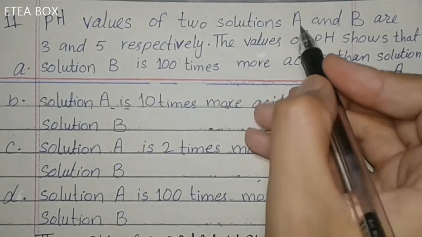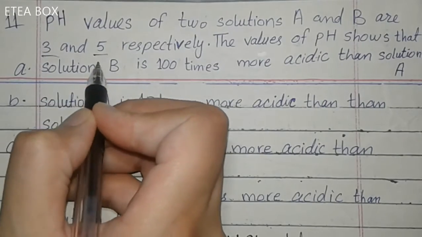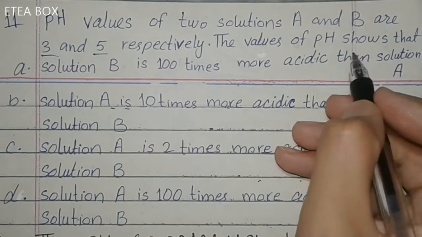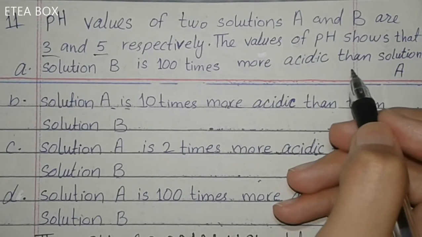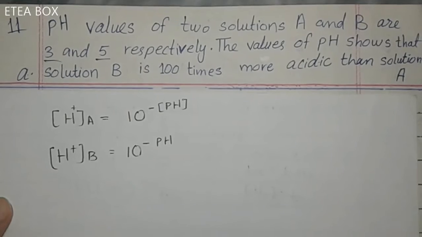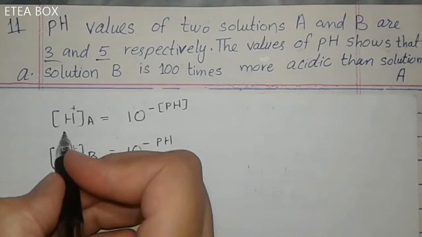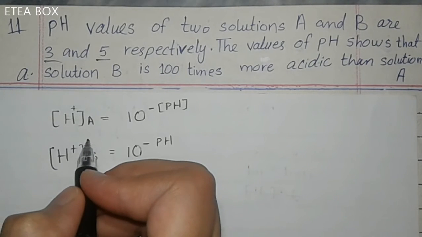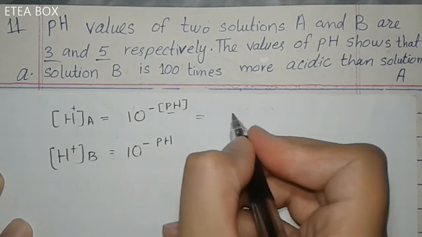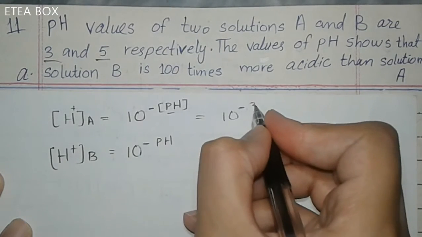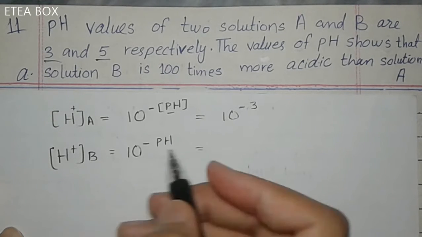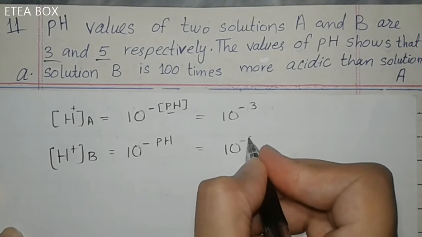pH values of two solutions A and B are 3 and 5 respectively. The value of pH shows what? We know that the strength of acid depends upon the concentration of hydrogen. Let's first find its concentration. Here is the formula to find the concentration. In order to find the concentration of A, look, 10 power minus pH. You have to put the value of pH here, so it will become 10 power minus 3. Now the hydrogen ion concentration of B is 10 power minus 5.